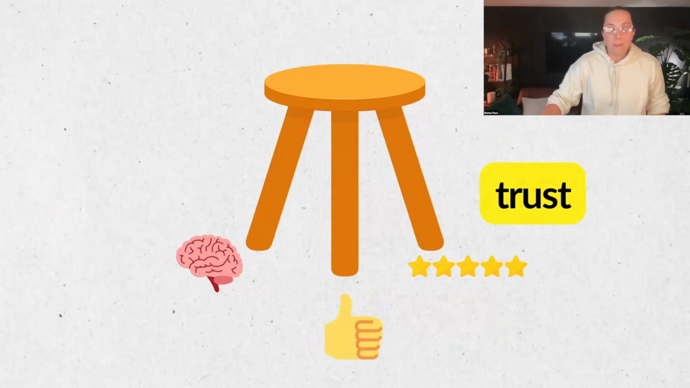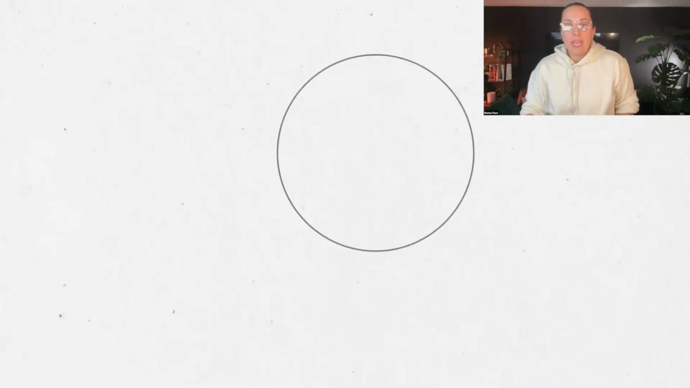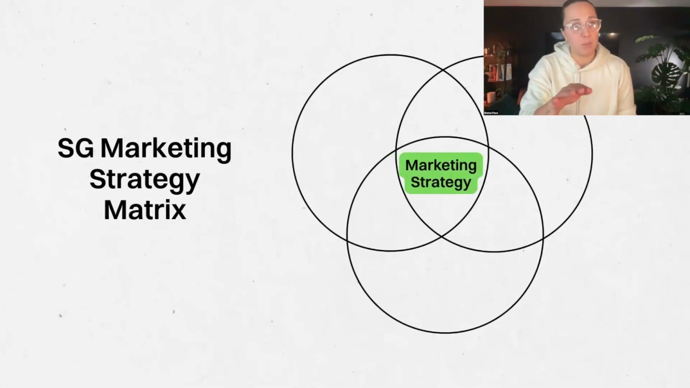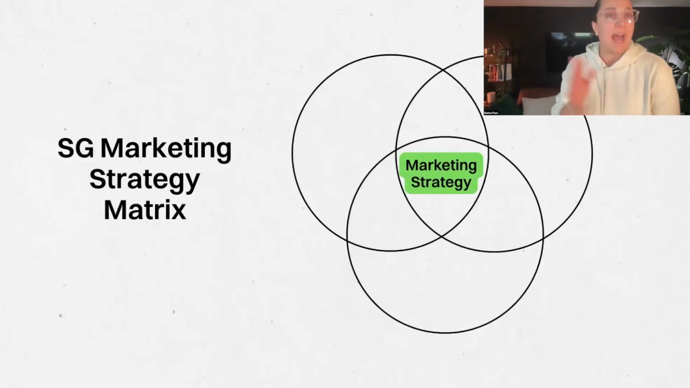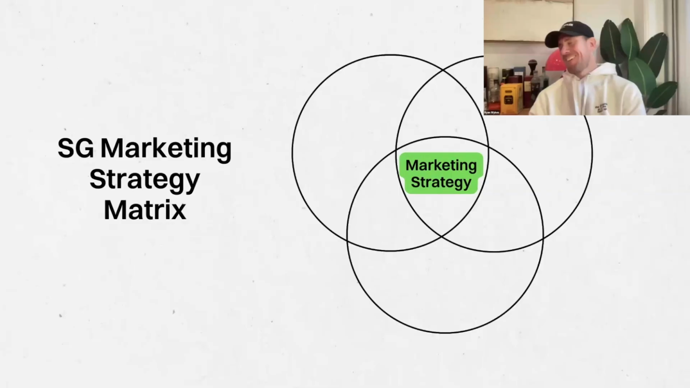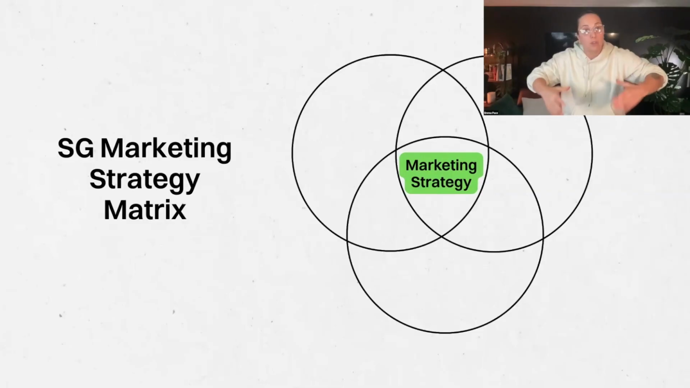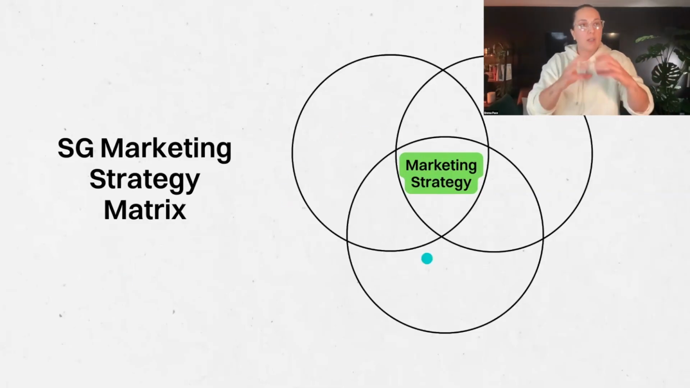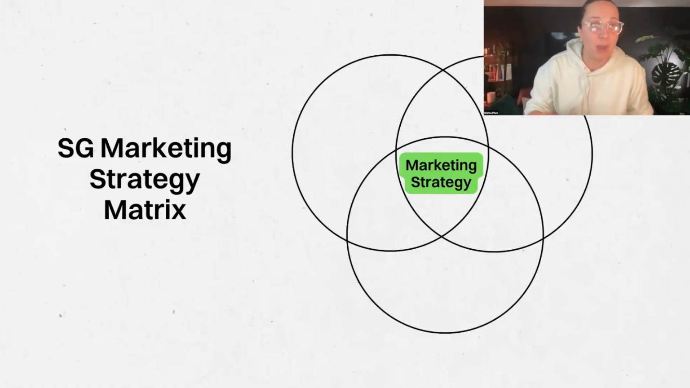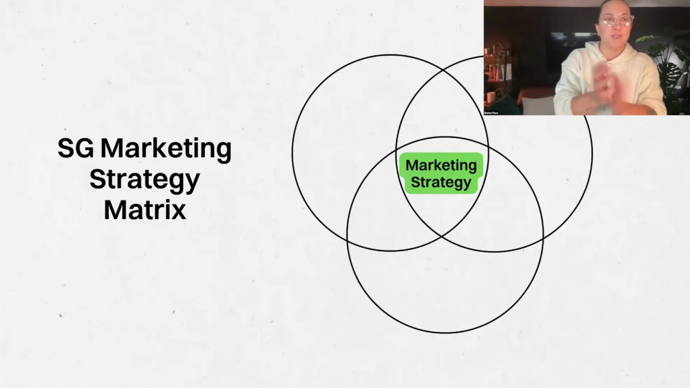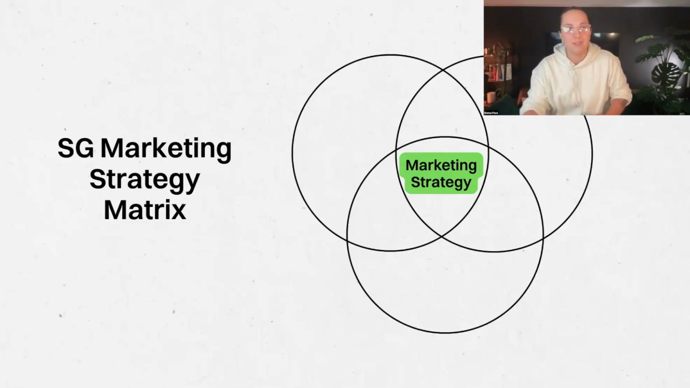Okay? So what I want to show you guys today is, I have a shitty name for this, by the way. I'm going to come up with a better name. Bad marketer, good conceptual artist. This is what I'm calling the SG marketing strategy matrix. So I want you guys to pretend that we're looking at the stool from a bird's eye view, and each of those legs are in one of these three pieces of a Venn diagram, which, by the way, I first used in grade 5. So shout out to the elementary school teachers for teaching us something, right?